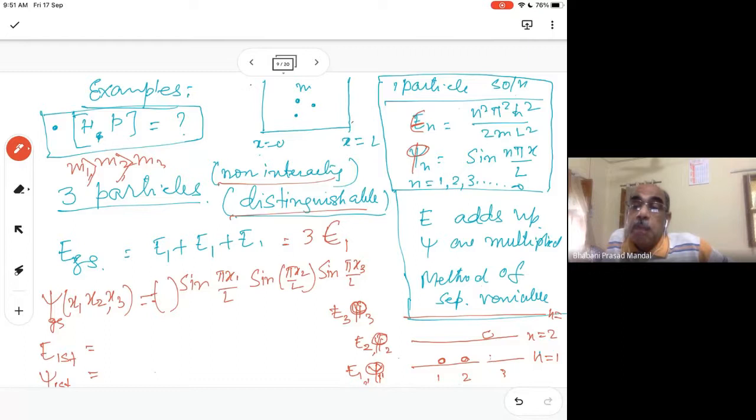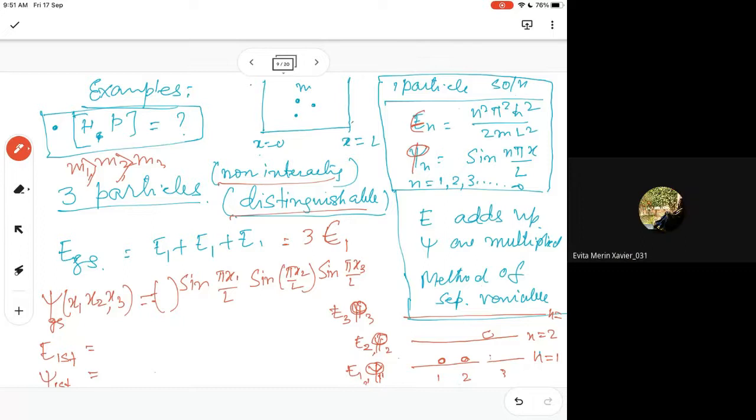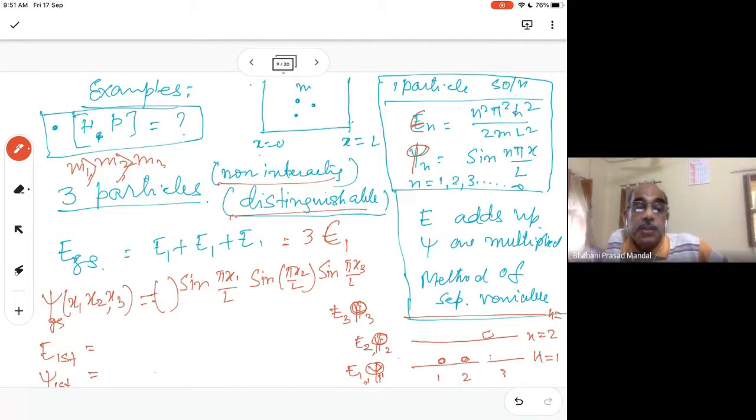Evita, can you answer this? Hello, are you listening, Evita? Yes, sir. Tell me, which particle will go up such that I have the next possible minimum energy? Minimum energy is when all three are sitting there. Now, which will go up such that I'll have the next possible minimum energy, the second lowest energy?